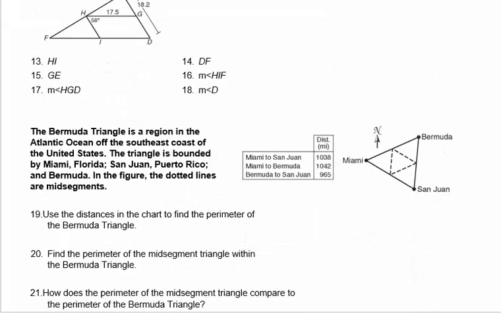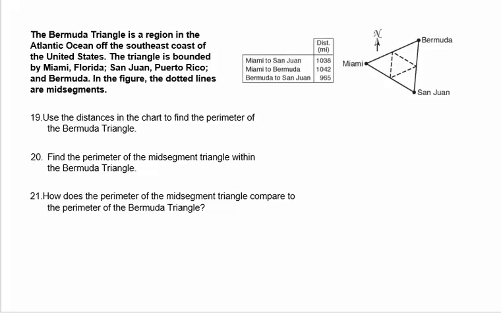And then there's an application problem here, where you're asked to find the perimeter. They give you the lengths, the distances of the outside parts of the triangle. And then they ask you to find the perimeter of that. And then knowing that this will be half as long as this, you can find this length, and this length, and then you can find the perimeter of the midsegment triangle. They'll each be half of these. And then compare the two and see if there's a relationship of the perimeter of the original triangle and its midsegment triangle.